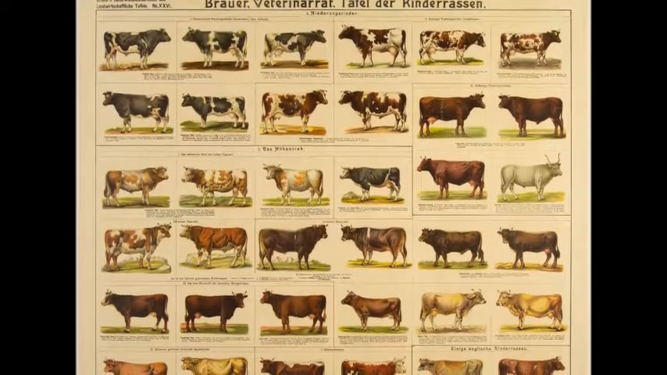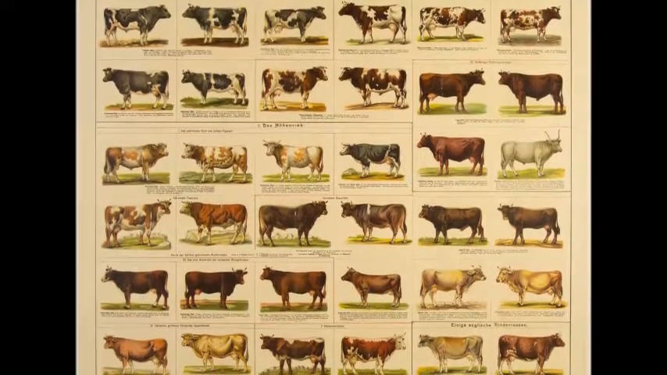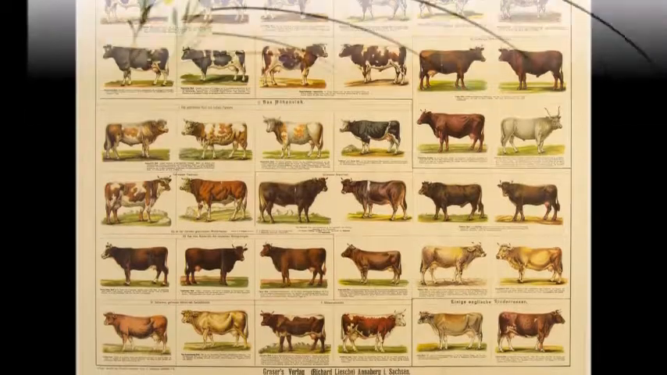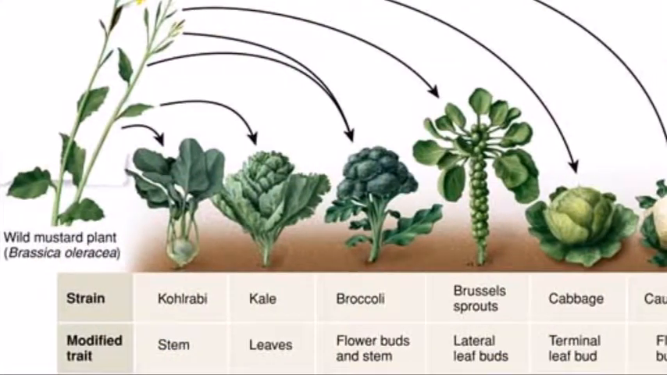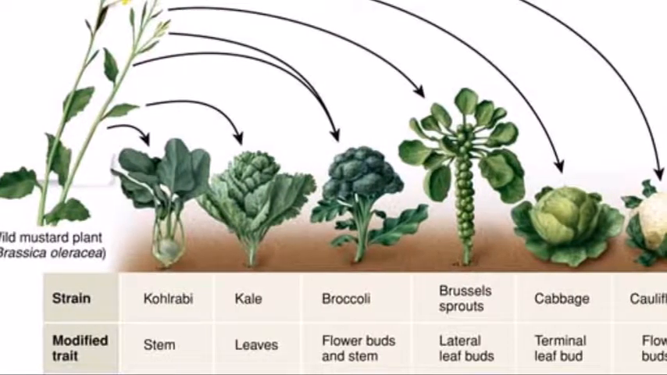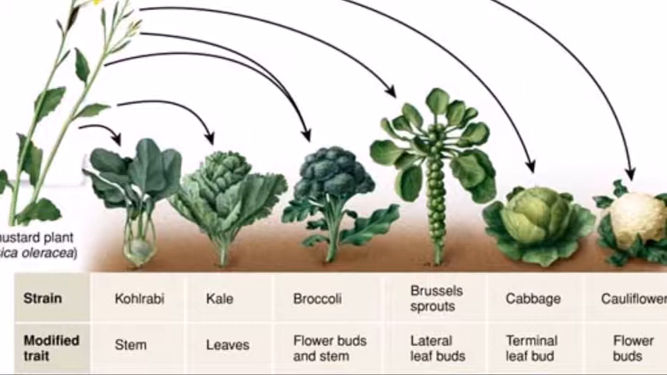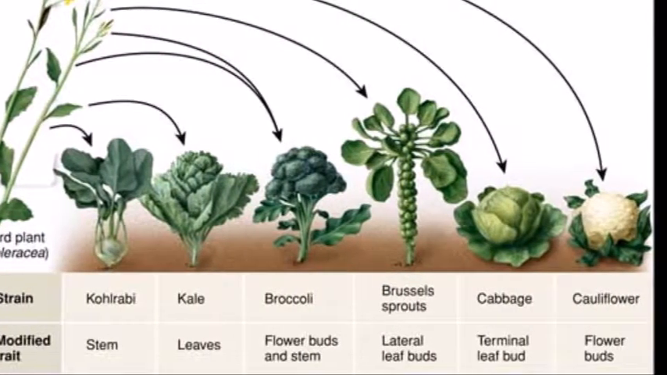For thousands of years, humans have used artificial selection to produce plants and animals better suited to our needs. Oftentimes, these organisms only remotely resemble their original ancestors. Take the wild mustard plant, for example. Humans have selectively bred it to create broccoli, cauliflower, cabbage, Brussels sprouts, and kale. All of these foods share the same ancestor, but look wildly different from each other.